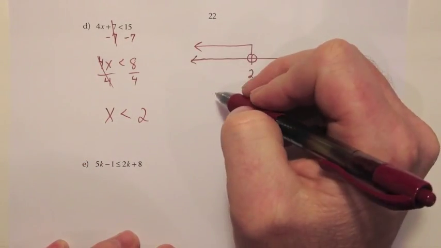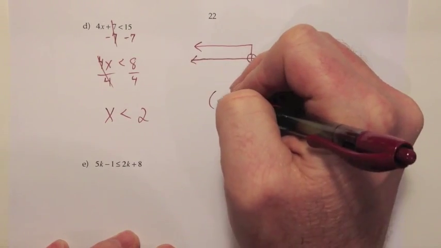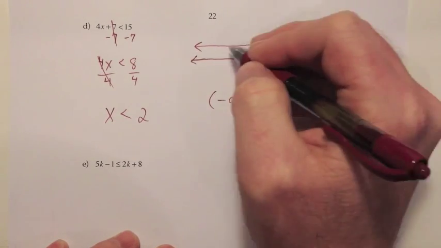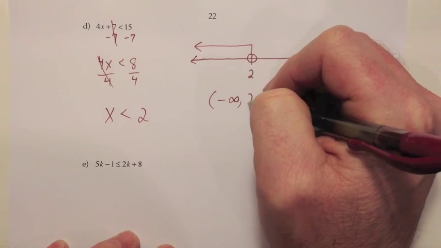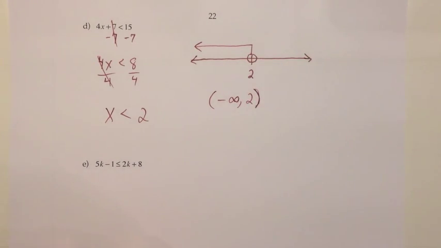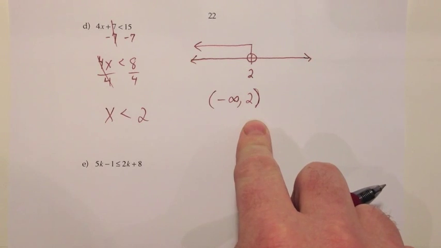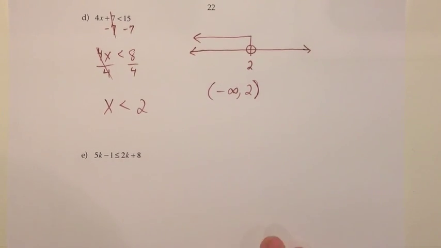And then the interval notation would be that this goes forever to the left, which is -infinity. And on the right hand side, it stops at 2. But 2 is not included, so I would use rounded parentheses to illustrate that. Alright, so there's our solution as an inequality, there's the graph, and interval notation. Let's try another one.